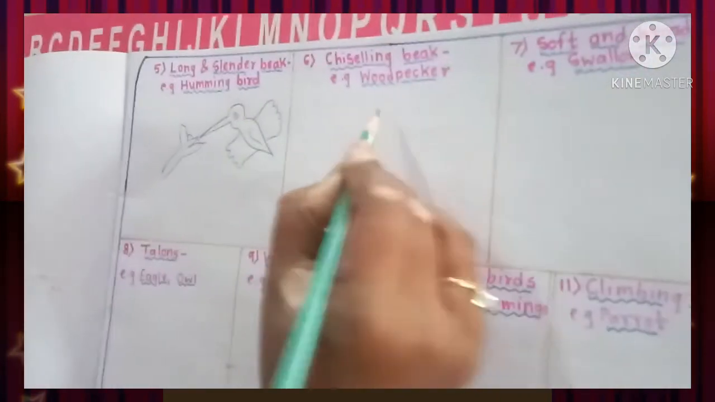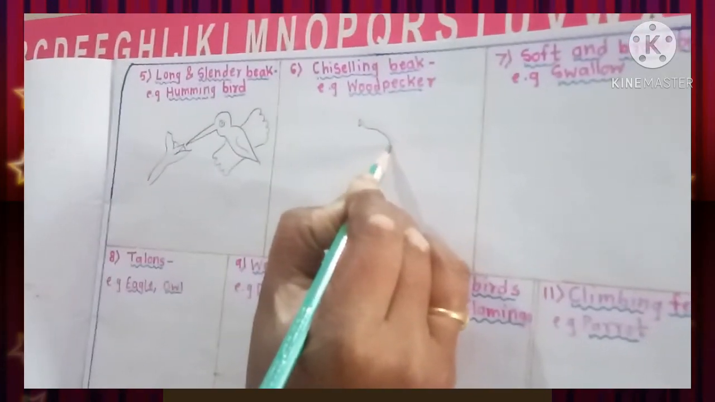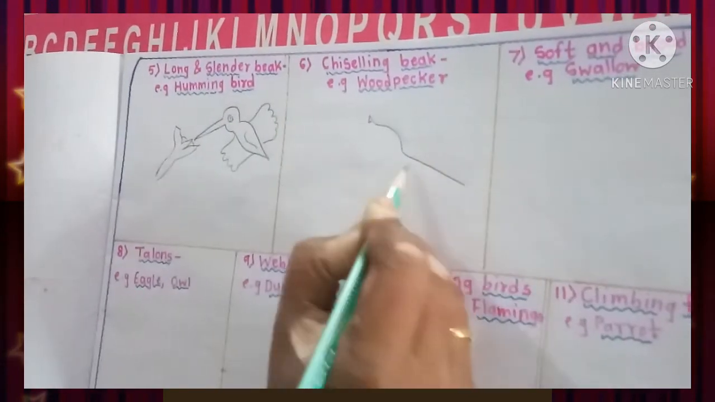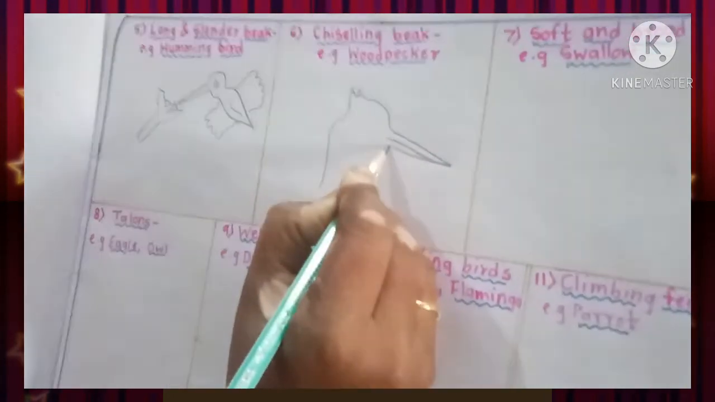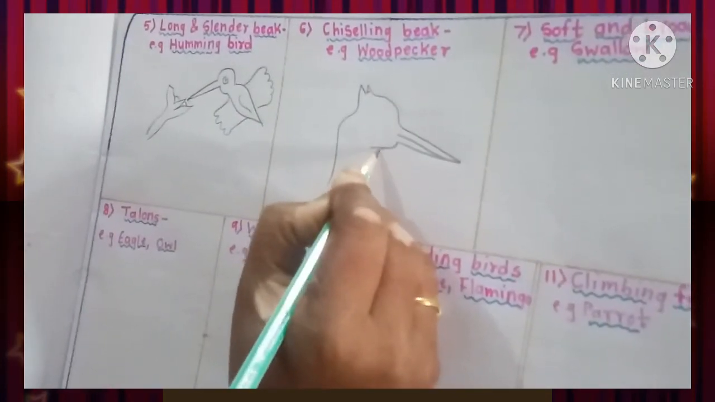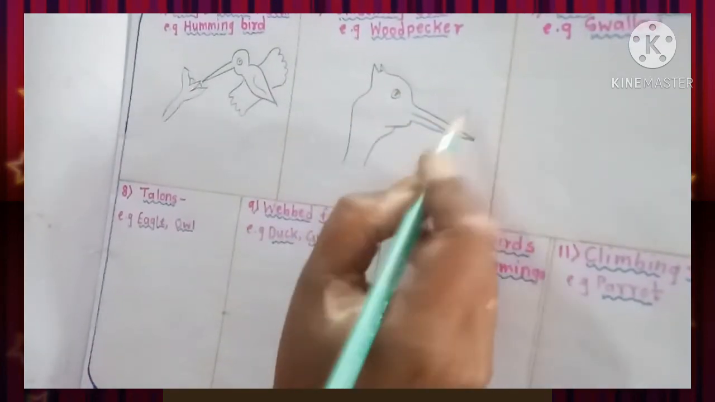Now the next one is the chiseling beak. This type of beak is present in the woodpecker. Now I draw the chiseling beak. This one is also long, but it is very sharp. By using that sharp beak, the woodpecker can make a hole in a tree trunk. It is a long, sharp, chiseling beak.